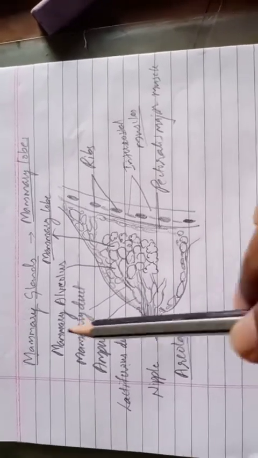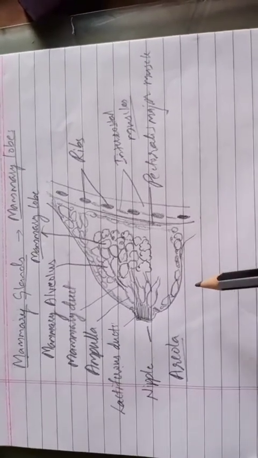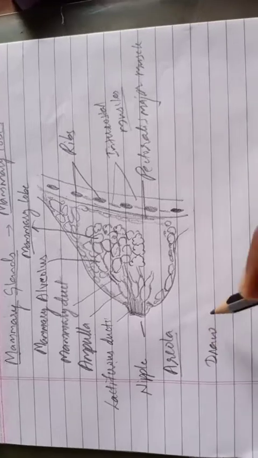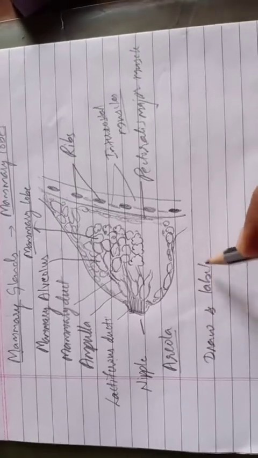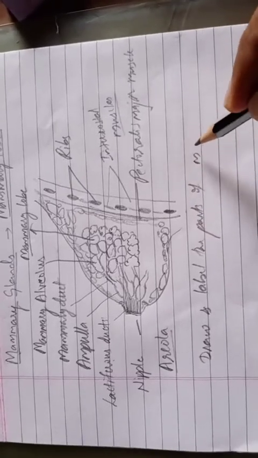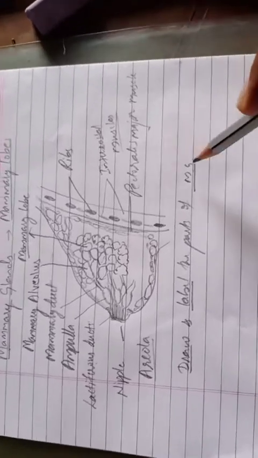This much you must draw in the diagram. See here, mammary glands. Draw and label the parts of the mammary gland is usually asked in examination. If they ask in this way, draw or sketch and label, this kind of question arises.